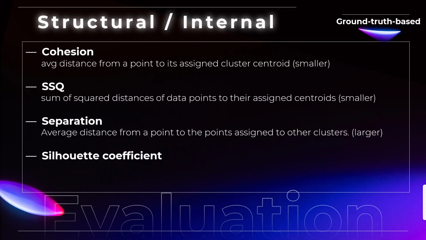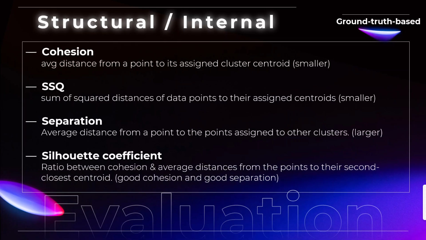Separation means the average distance from a point to the points assigned to the other clusters. And here the larger the better, because we want better separation for this measure, and if it is larger, it means that we have better separation. The silhouette coefficient means the ratio between cohesion and average distance from the point to their second closest centroid. Here we get a good cohesion and a good separation combined.